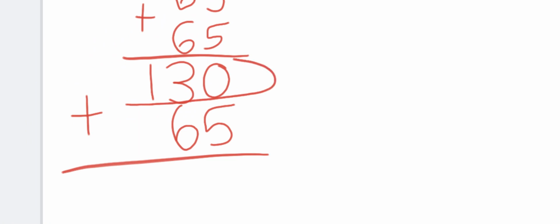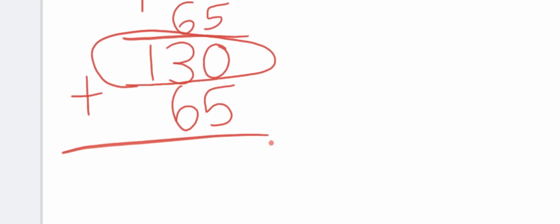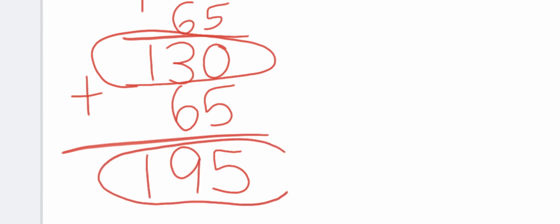So I have 130. Now I'm going to add, what's 130 plus 65? That's right. 5 plus 0 is 5. 6 plus 3 is 9. I bring down my 1. Now I have 195. I have to keep going.